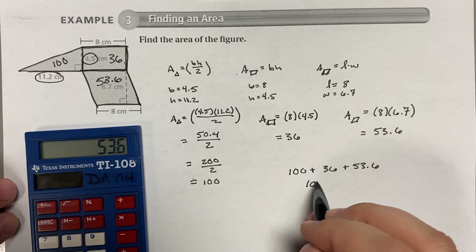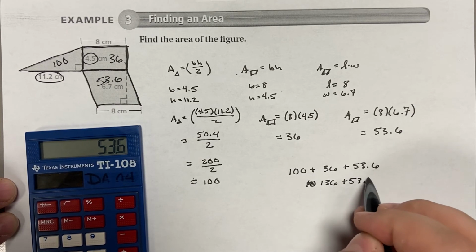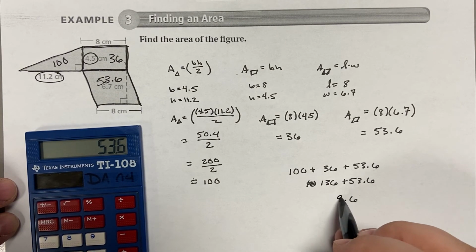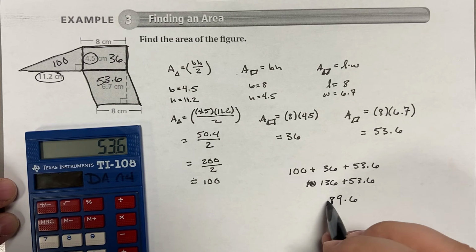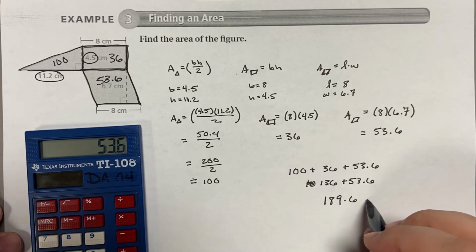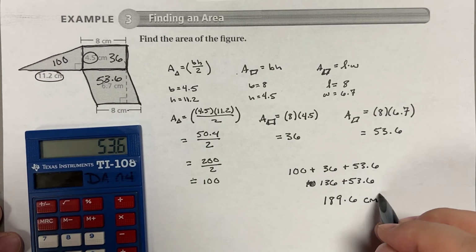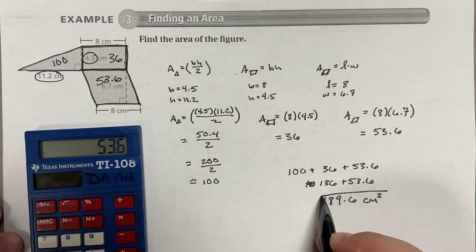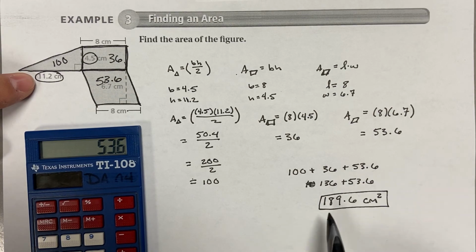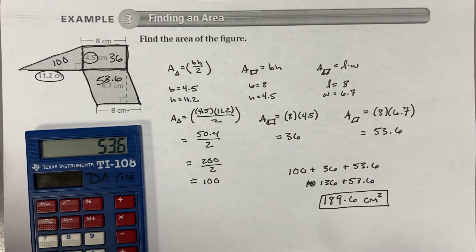Well, that's 136 plus 53.6. I'm going to keep that 0.6. 6 and 3 is 9. 5 and 3 is 8. And 1 and 0 is 1. 189.6. Now, all of this is centimeters because that's the unit it's been showing the whole time. And since it's area, it's squared. So the area of the figure here is going to be 189.6 centimeters squared given the dimensions it lists on the figure itself.